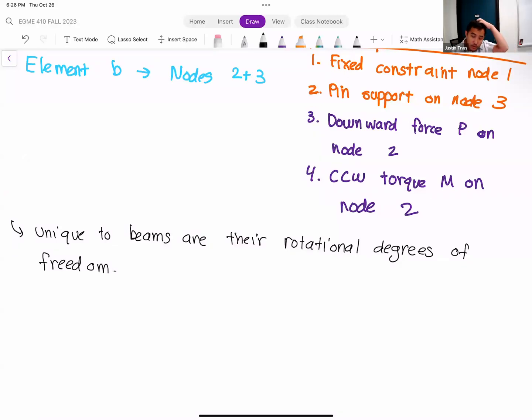And so the rotational degrees of freedom on beams is actually quite unique. Okay. And so let's go back to activity 4 when I mentioned that the beam elements and the shell elements, they kind of have an extra degree of freedom that kind of makes them special in 3 dimensions. Okay. And so that extra degree of freedom that I was talking about back then was these rotational degrees of freedom.